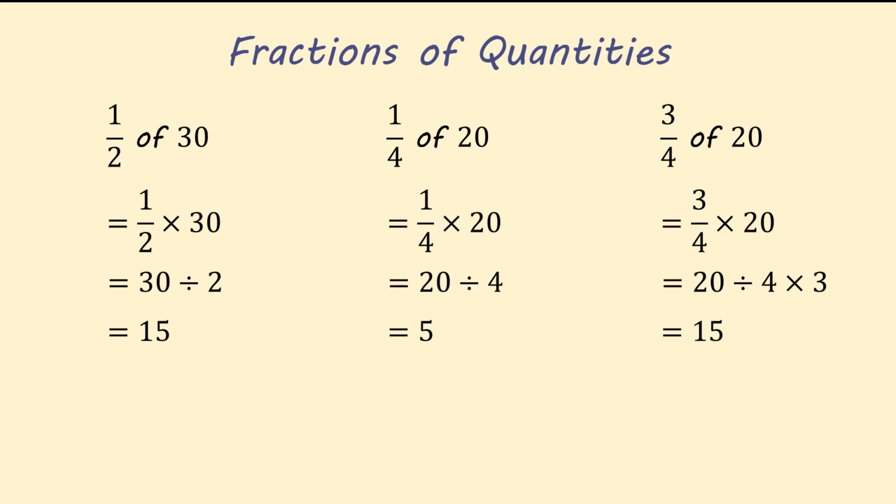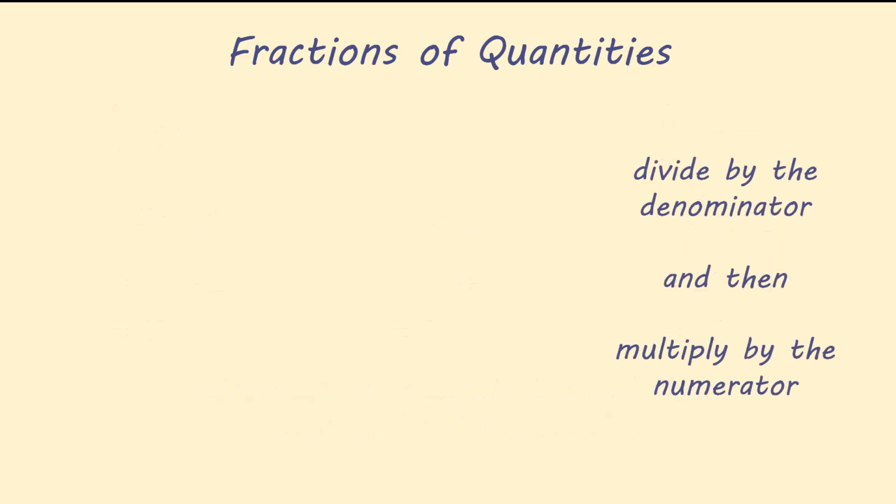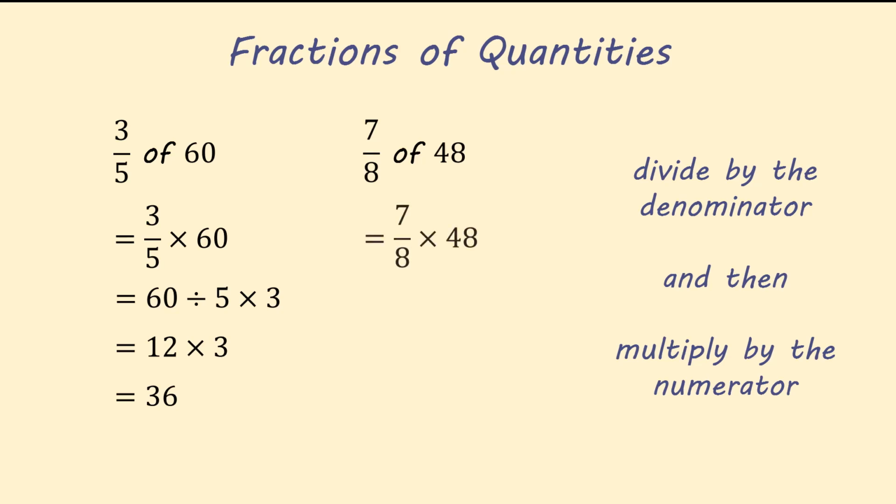This leads us to a rule we can use to find any fraction of a quantity. That is, divide by the denominator and then multiply by the numerator. Let's try a few examples. 3/5 of 60, or 3/5 times 60, is 60 divided by 5 times 3, which is 12 times 3, which is equal to 36. 7/8 of 48 is 7 over 8 times 48, so 48 divided by 8 multiplied by 7, which is 6 times 7, which is equal to 42.